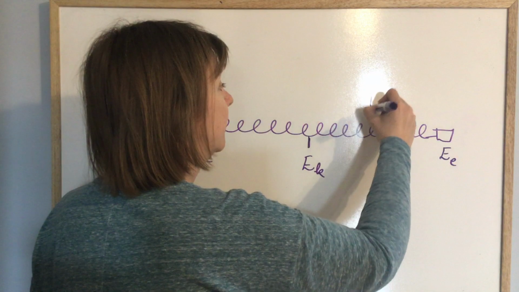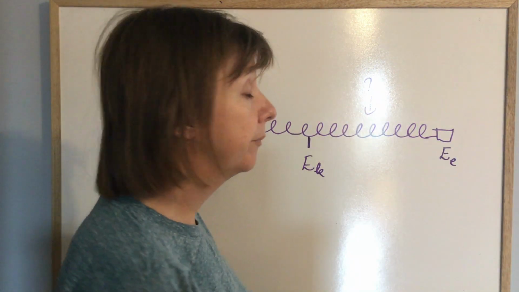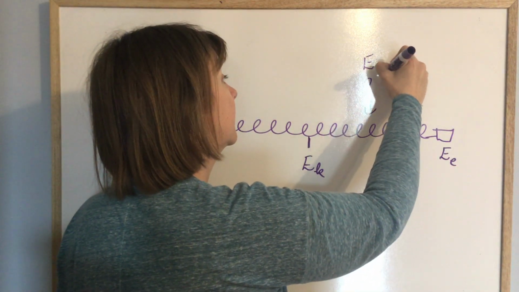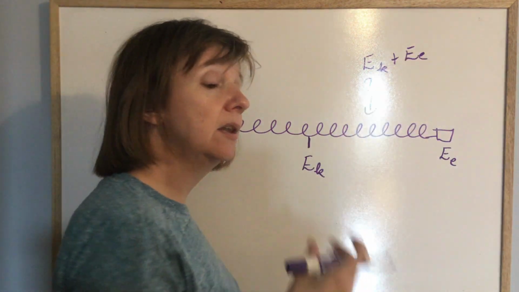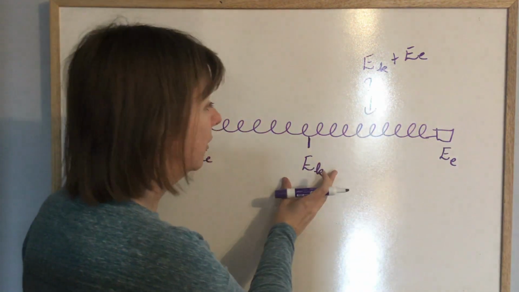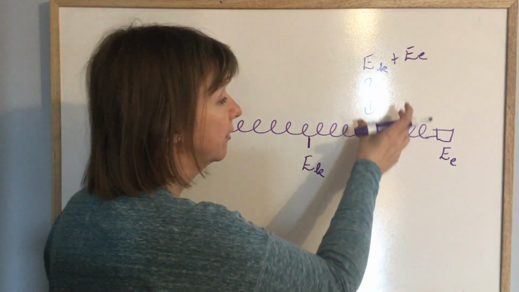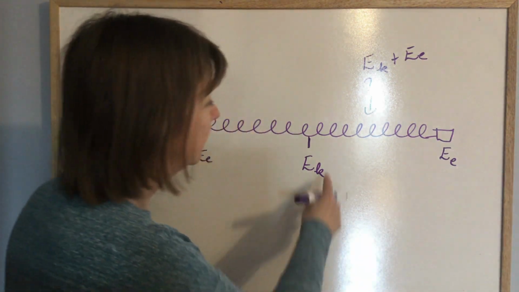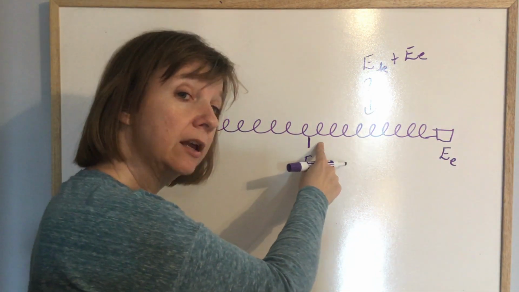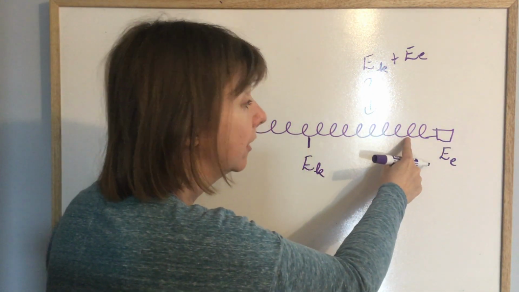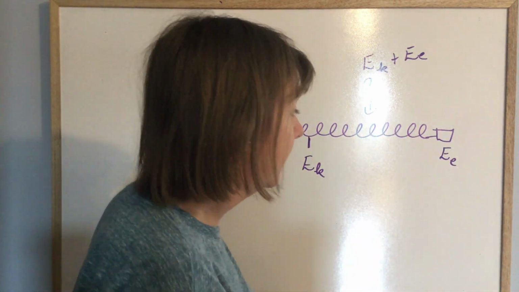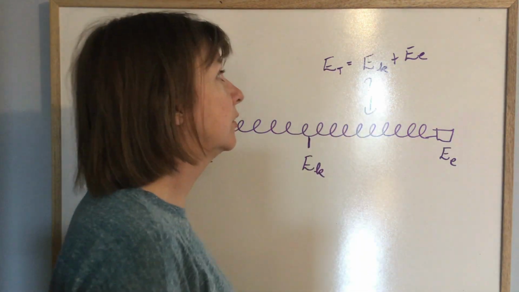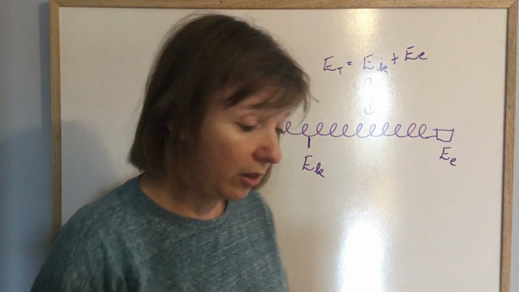So if you're looking for the energy at a point in between, it would be a combination: some kinetic energy plus some elastic potential energy. Because it's all kinetic here, and all elastic here, in between it's divided up. If you're closer to here, then more of it will be kinetic and less will be elastic. If you're closer to here, then more will be elastic and less will be kinetic. So the total energy is equal to the kinetic energy plus the elastic potential energy.